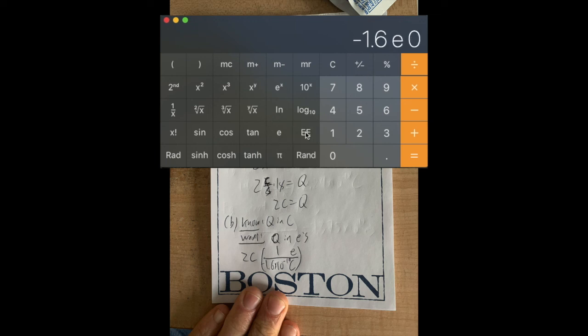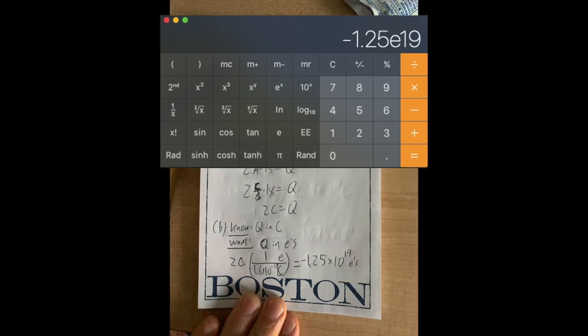The E means the power of 10, 19, and then again, make it negative. And you get to an answer of negative 1.25 times 10 to the power plus 19, which again is a huge, huge number of electrons because it takes a huge number of electrons.